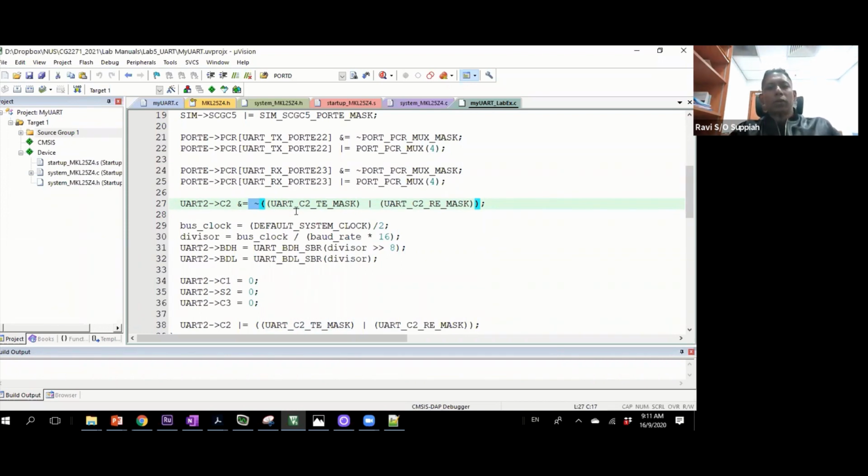We do not want a case where some other code that you or somebody else wrote accidentally enabled this transmit and receive. And you do not want it to be enabled while you are setting it up. So it's always a good habit to make sure you disable it first, set it up, and then you enable it.